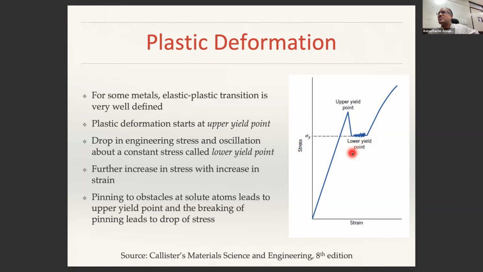What are these small obstacles? Because it is mild steel. Mild steel is a solid solution of what? Mild steel is an alloy of iron and carbon. Iron and carbon.